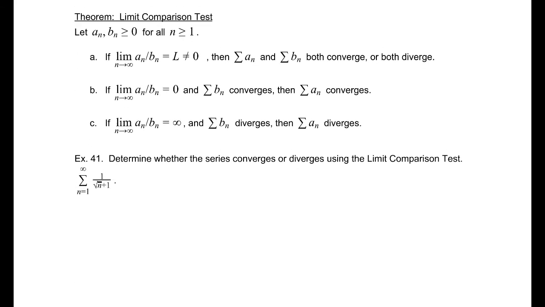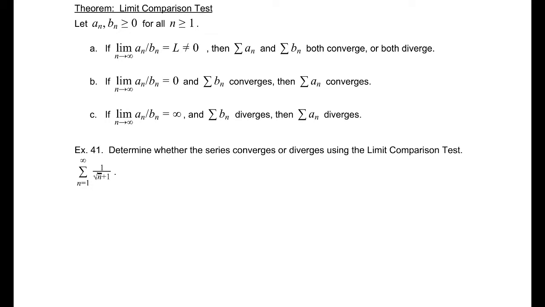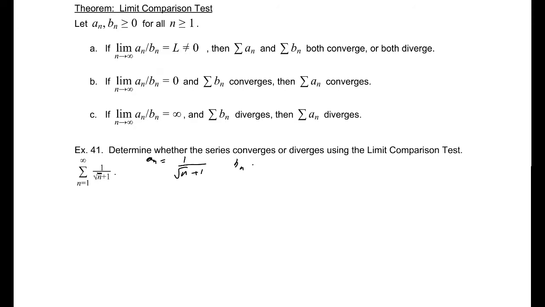So let's look at 41. Determine whether the series converges or diverges using the limit comparison test. All right, well, for my sequence an, that is 1 over the square root of n plus 1. No square root there. All right, the sequence bn, what we're going to compare it to, well, why not 1 over the square root of n? Because that is a p-series, and it diverges, because the p value there is 1/2, which is less than 1.